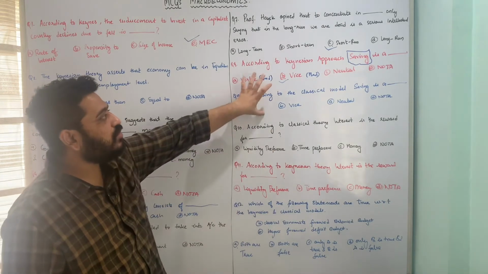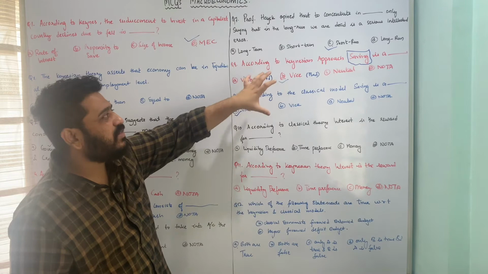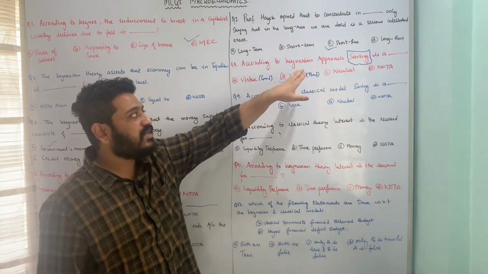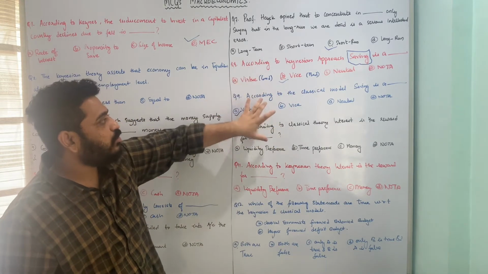I hope both the distinctions are pretty much clear. This can be one of the points of distinction between the Keynesian approach and the classical approach with respect to saving as a parameter. So in the Keynesian approach, saving is bad, in classical it is good. I hope both the questions are pretty much clear.